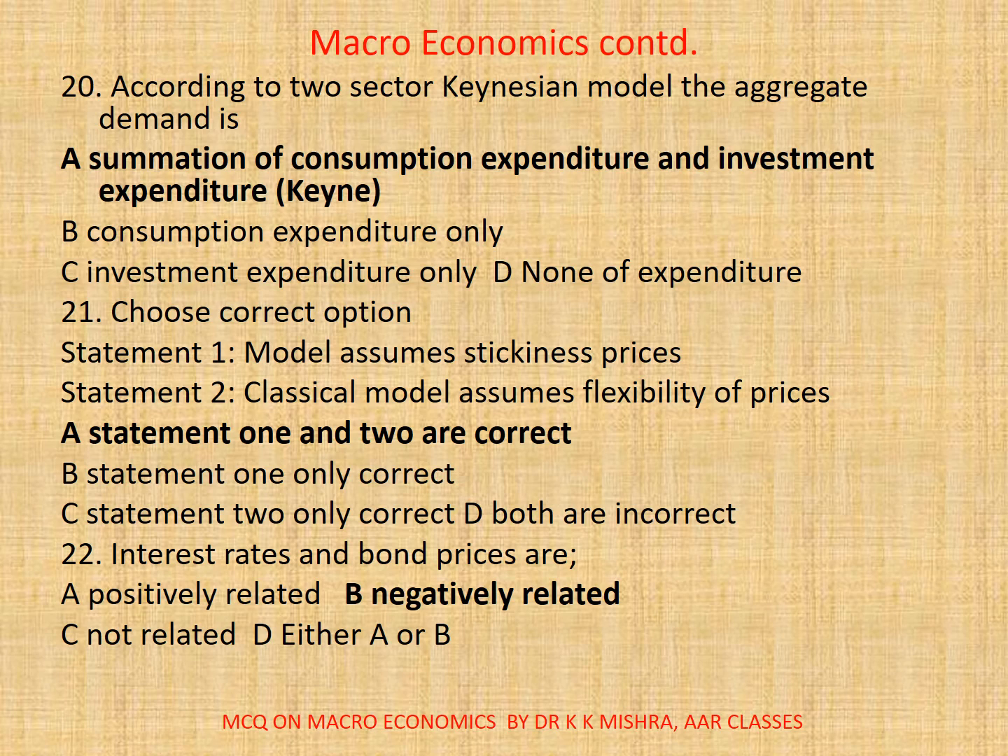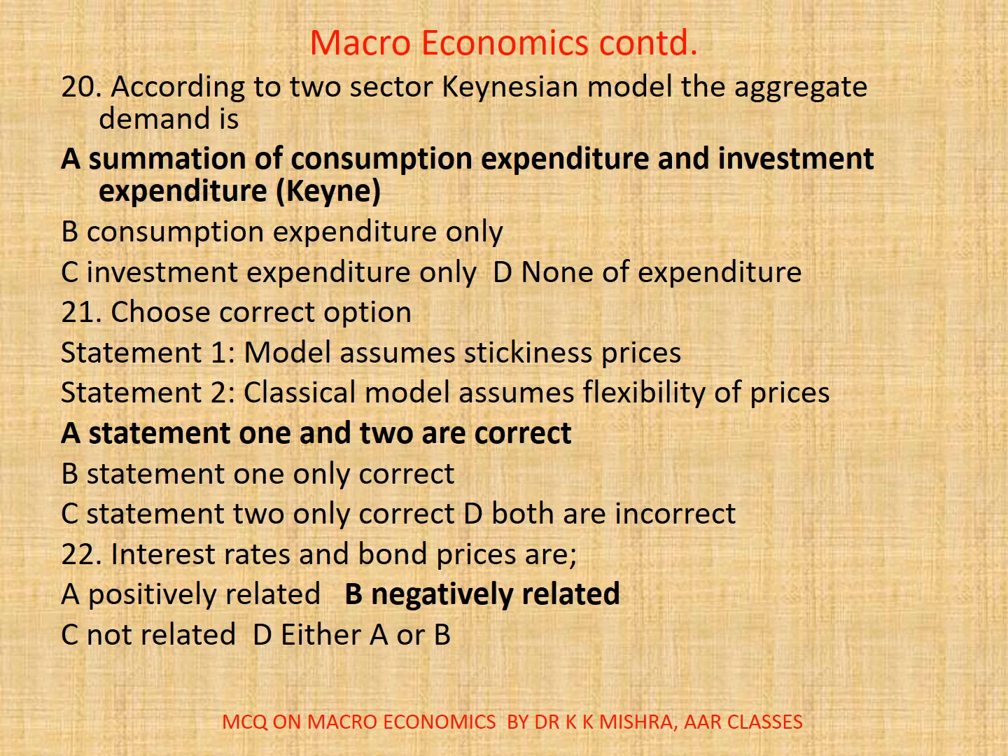21. Choose the correct option. There are two statements. 1. Keynesian model assumes stickiness of prices, 2. Classical model assumes flexibility of prices. Options are A. Statements 1 and 2 are correct, B. Statement 1 only correct, C. Statement 2 only correct, or D. Both are incorrect. The correct option is A. Statements 1 and 2 are correct.